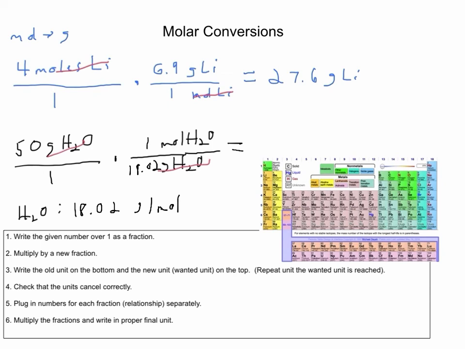Notice how with this method, we don't have to worry about, well, do we multiply, do we divide, what's going on? All we have to remember is old unit on the bottom, new unit on top. If our units cancel out, the math is done for us. So now all we have to do is multiply across the top, multiply across the bottom. We end up having to do 50 divided by 18.02. When we do that, we get 2.77 moles of water.